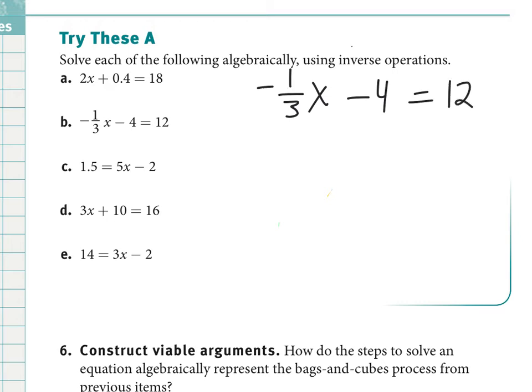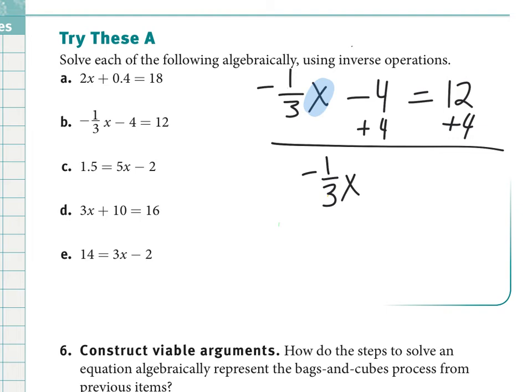Okay, so again, order of operations in reverse says we will add 4 to both sides first. Okay, our goal here, remember, is to get this x by itself. Okay, the fancy word is isolate, right? Isolate the variable, get it by itself. So by adding the 4 to both sides, we will get negative 1/3 x. Okay, this minus 4 got canceled out by the plus 4. And then, of course, 12 plus 4 is 16.